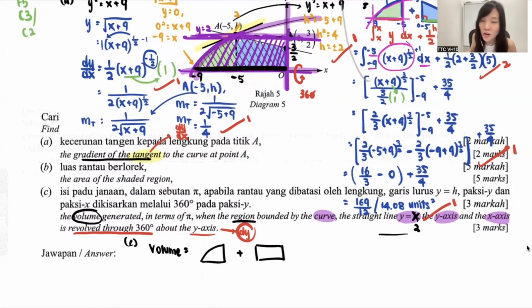And then you know why they got volume? Because they turn. So the moment you turn around the y-axis, isn't it this shaded region will become a shape that looks like this? Can you imagine? And guys, how about the rectangle? Rectangle turn one round becomes a cylinder. I hope you guys all know. Isn't it a cylinder shape? Hopefully you guys can understand how it will look, okay?